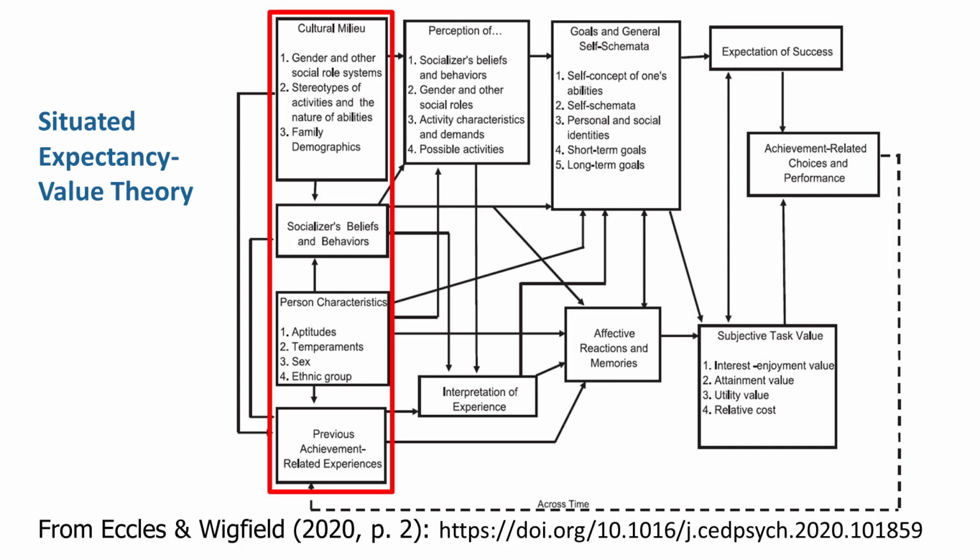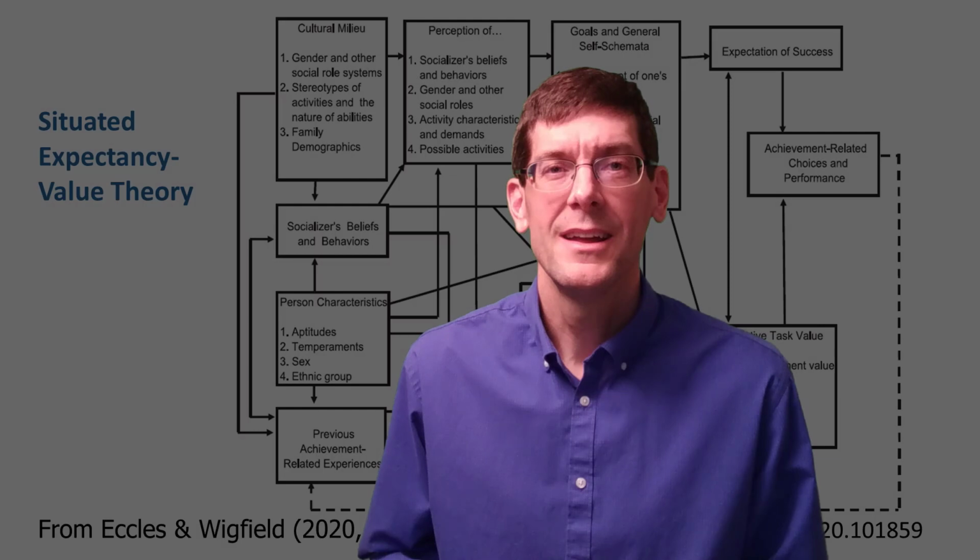As we look back even further, we see that perceptions and interpretations are influenced by broader cultural and social factors, such as gender and other social role systems, stereotypes of activities and the nature of abilities, and family demographics. Here we also see the role of socializers' beliefs and behaviors. Personal characteristics such as aptitudes, temperaments, sex and ethnic group are also important, as is one's previous achievement-related experiences.